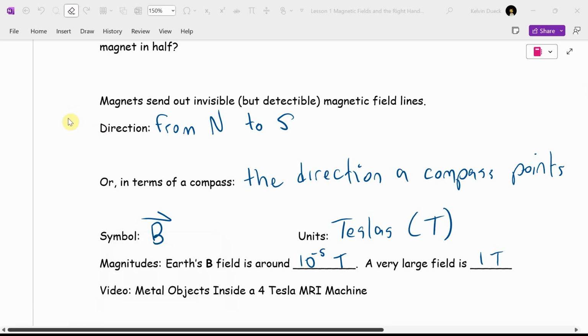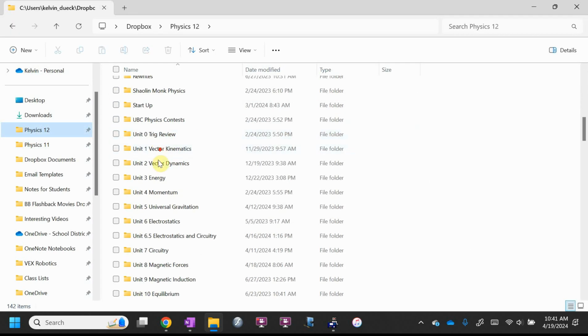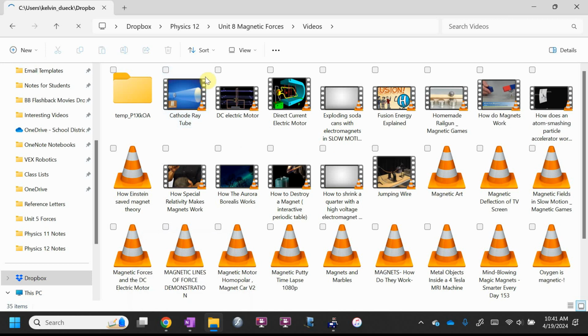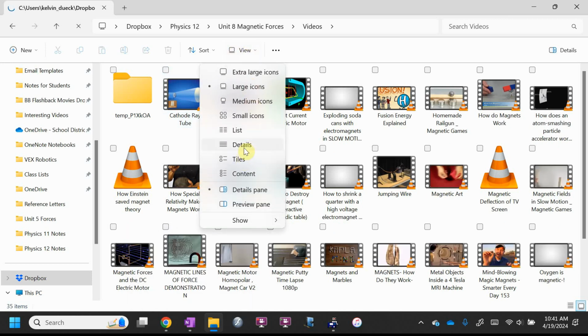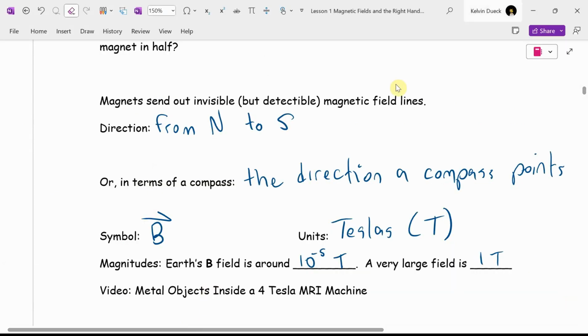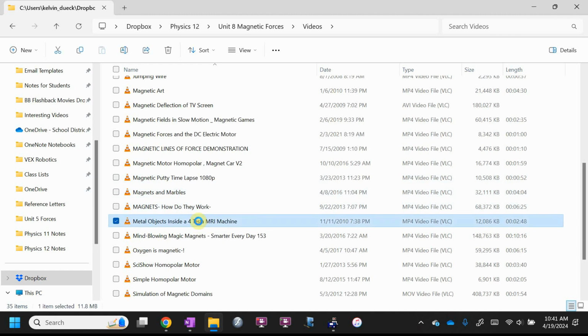Put your pencils down, look up. Here's some people late at night. They're very careful to stay out of frame because I'm guessing they didn't want to get fired. They are playing around with some magnets. So Mr. Dueck, let's go details. Let's go like that. What did I call this one? Metal objects. So this is a 4 Tesla magnet, which is really big.